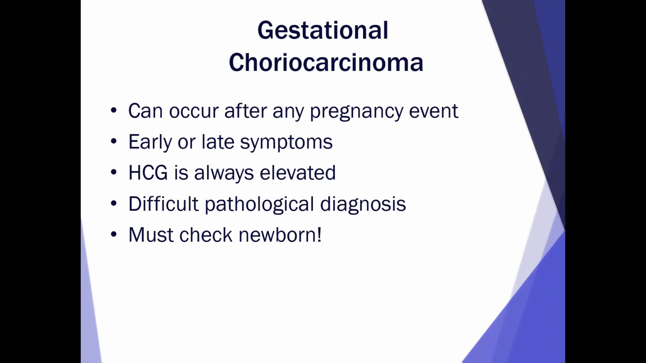HCG is always elevated, but it may be a difficult pathological diagnosis because of the frequent hemorrhage and necrosis that accompany it. It's a particularly nasty disease because it's a tumour that crosses the placenta, so the newborn of a mother newly diagnosed with choriocarcinoma has to be investigated to exclude disease, and that's done by doing a urinary beta-HCG test on the newborn.